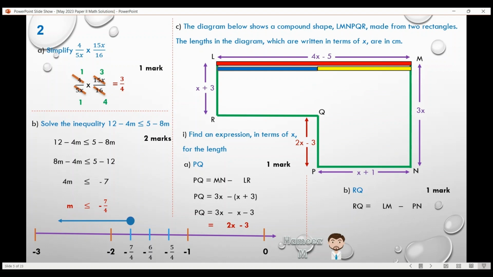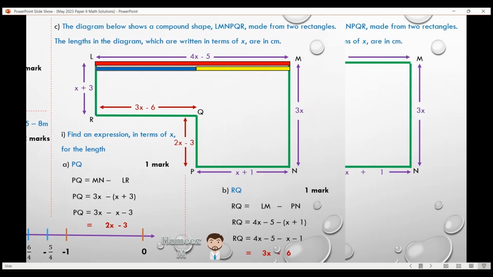We can now substitute: 4x minus 5 minus, what is PN? x plus 1. So we can expand the brackets, just as we did before, multiply by minus 1. We're going to get 4x minus 5 minus x minus 1. And if we simplify, 4x minus x is 3x, minus 6. And that is the length of RQ. So for part C, part 1, A and B, we've solved.